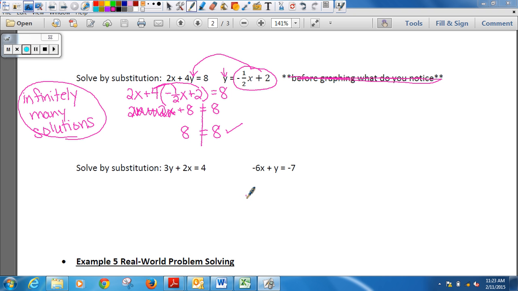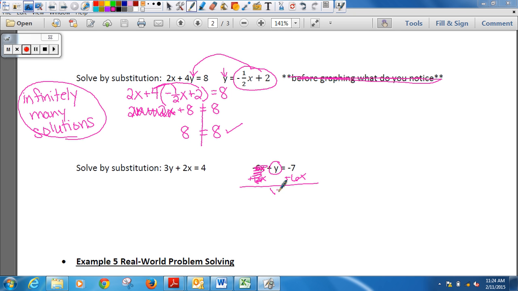Okay, our last one here. On substitution, you have to have a variable by itself. Neither one of these equations has a variable by itself. So what I'm going to do is pick this y to get by itself. And the reason I chose this y is because it doesn't have a coefficient. So to get this y by itself, I'm going to add 6x to both sides.